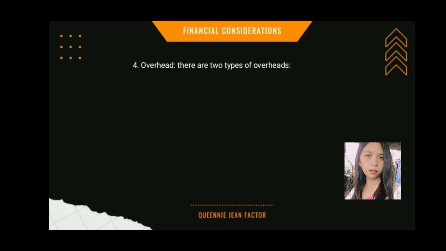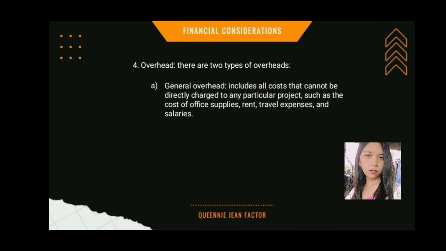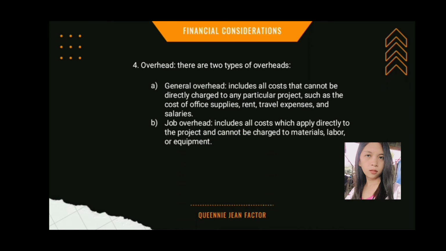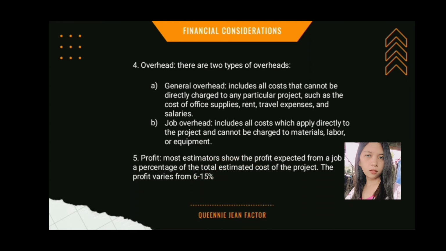Number 4. Overhead. There are 2 types of overheads. The first one is the general overhead. Includes all costs that cannot be directly charged to any particular project, such as the cost of office supplies, rent, travel expenses, and salaries. The second one is job overhead. Includes all costs which apply directly to the project and cannot be charged to the materials, labor, or equipment. And the last one, number 5, profit.